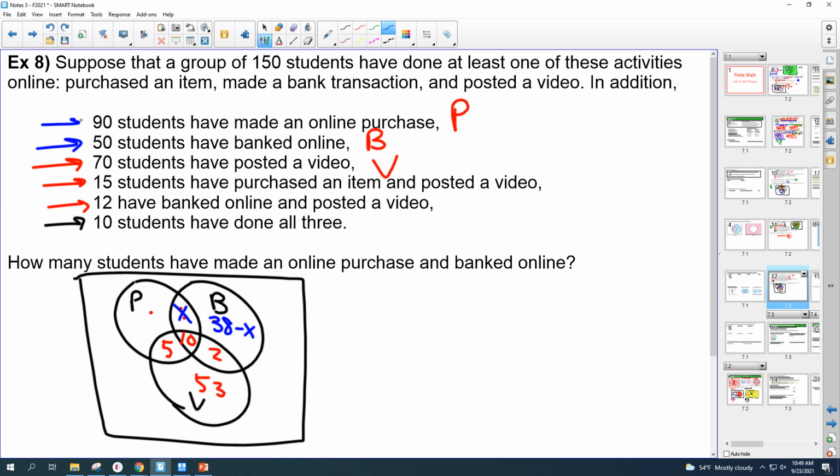In a similar way, online purchase needs to add up to 90. So I see 15 showing. It must be, what, 75 more? That makes 90 plus x. So I'm just going to subtract off x so that it adds up to 90. 150 students have done at least one of these, so that means there's nobody out here. All of those numbers should add up to 150. And so that's how this is going to work. You're going to add up all of those things and get 150.